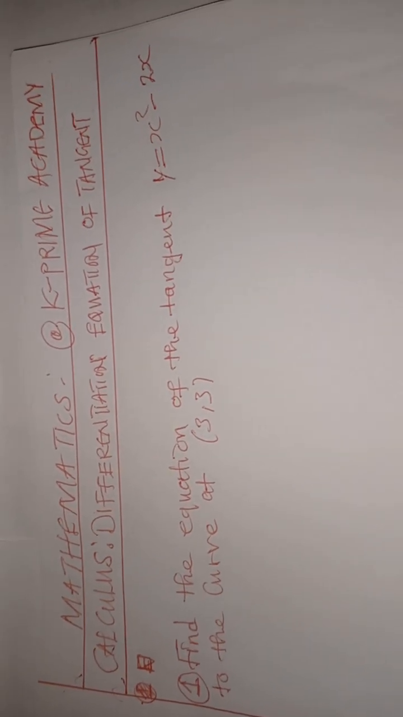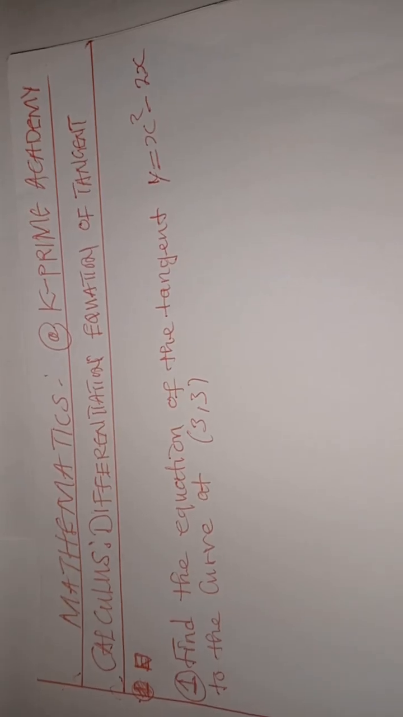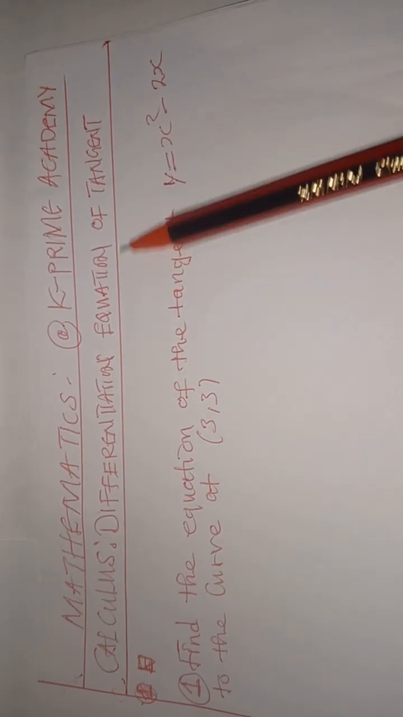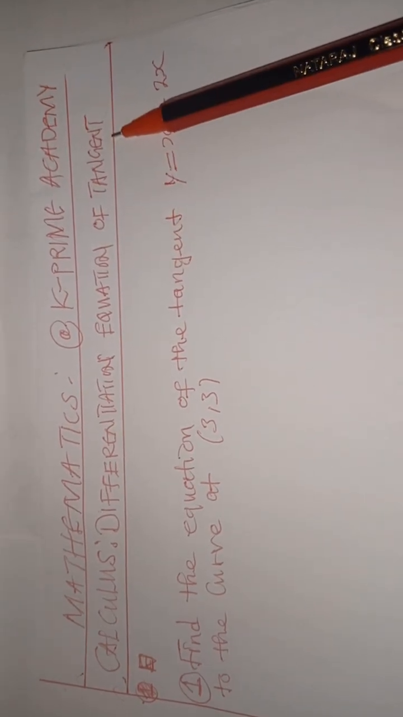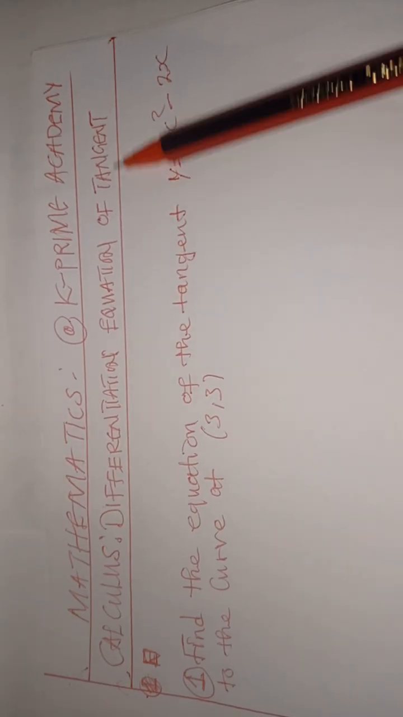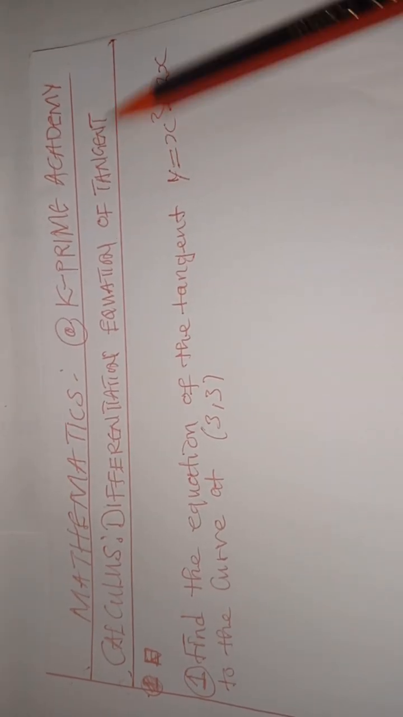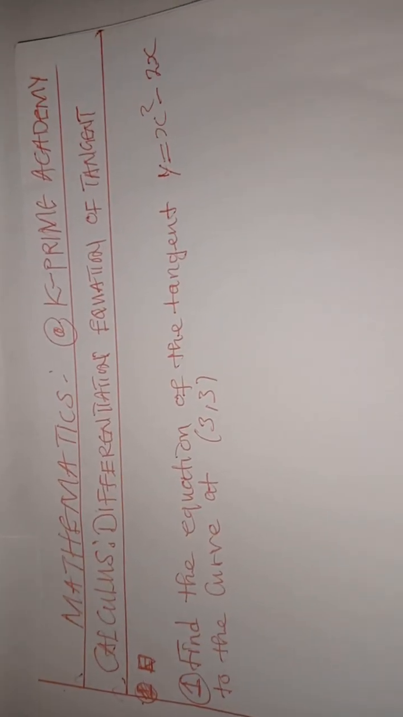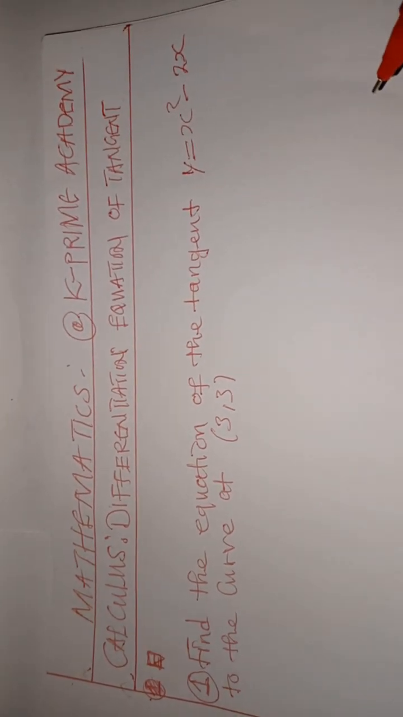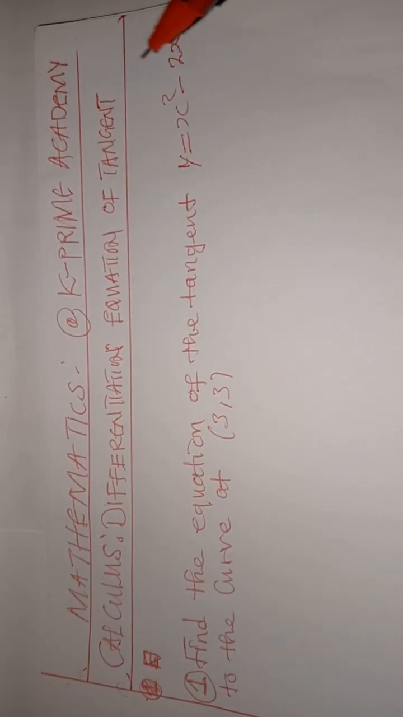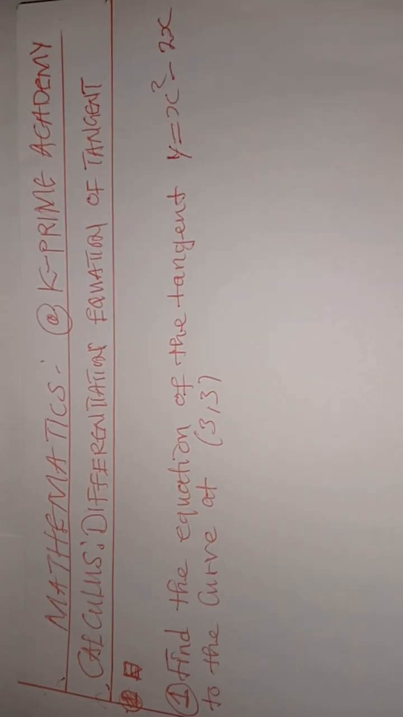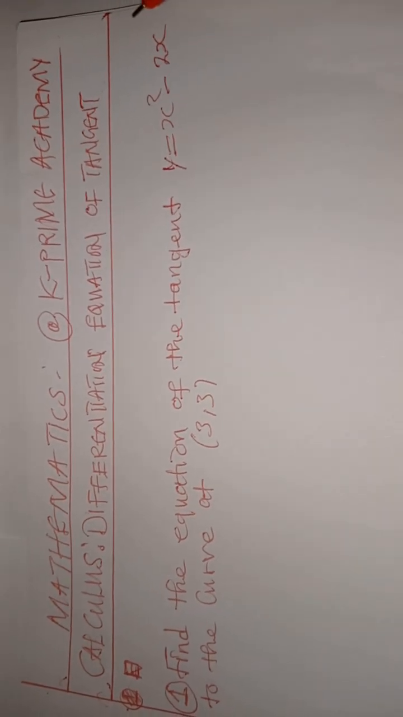Continuation of calculus under differentiation. But now we focus on how to find the equation of the tangent. How to find the equation of the what? The tangent to the curve. So a tangent to the curve is a straight line that touches the curve at only one point.